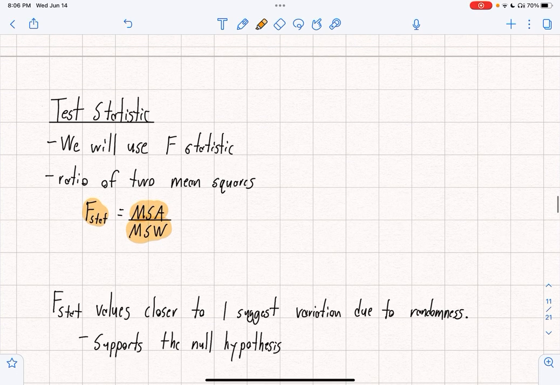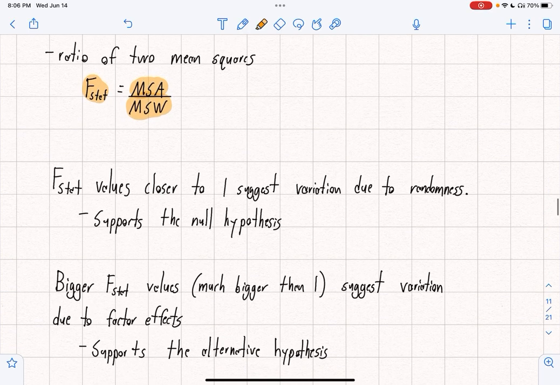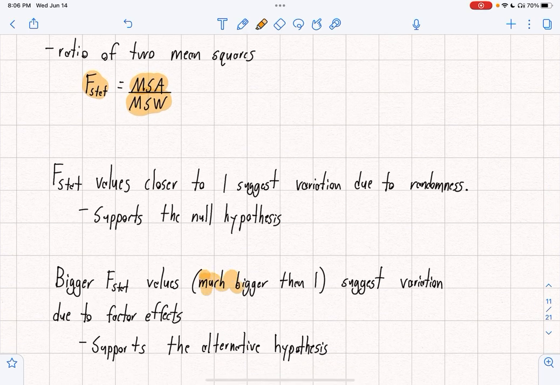So let's say we get a value close to 1 for our F stat. Values close to 1 suggest that variation is due to randomness. This would support the null hypothesis. Whereas if we have bigger F stat values, let's say much bigger than 1, this suggests that the variation is due to the factor effects. And this would support the alternative hypothesis. Whereas values closer to 1 would support the null hypothesis.